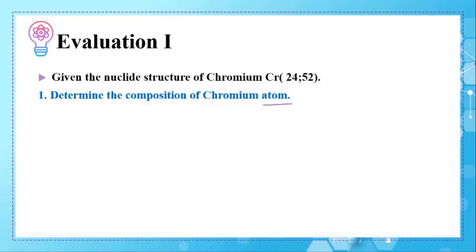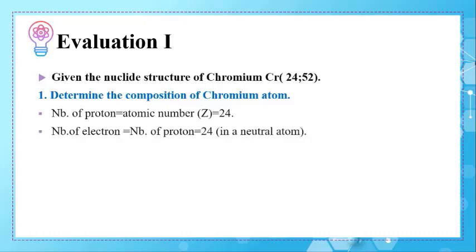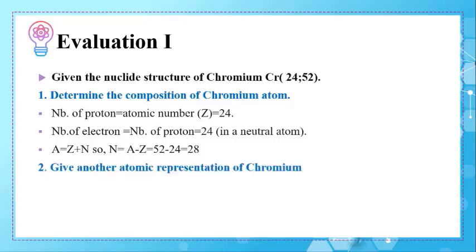So let's start with the number of protons. The number of protons is equal to the atomic number Z, equal to 24. The number of electrons is equal to the number of protons, equal to 24 in a neutral chromium atom. The number of neutrons is calculated using the rule N equals A minus Z, so 52 minus 24 equals 28. Let's move to the second question. Give another atomic representation of chromium. You can write one of these two representations.